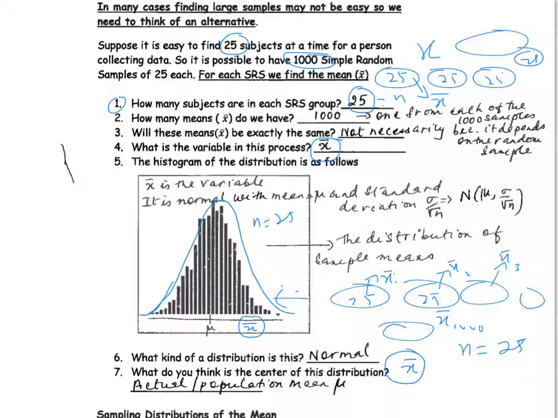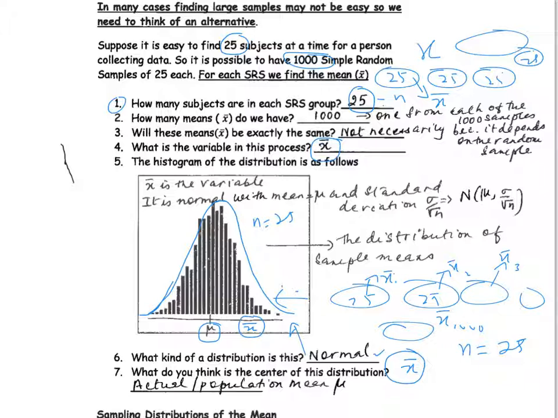So what's the variable in the process? It's x bar. What kind of a distribution is this? This is clearly a normal distribution. What do you think is the center of this distribution? The center of the distribution is always mu, the population mean.